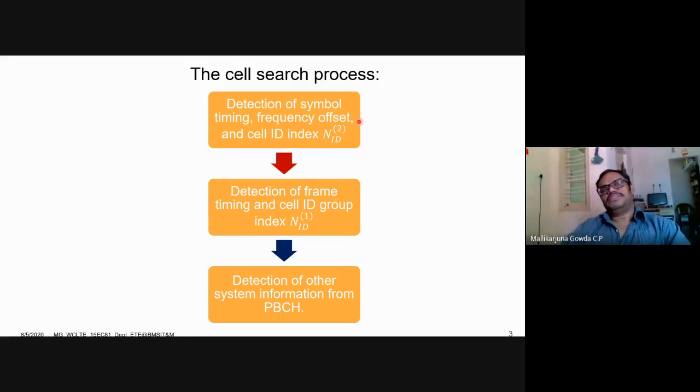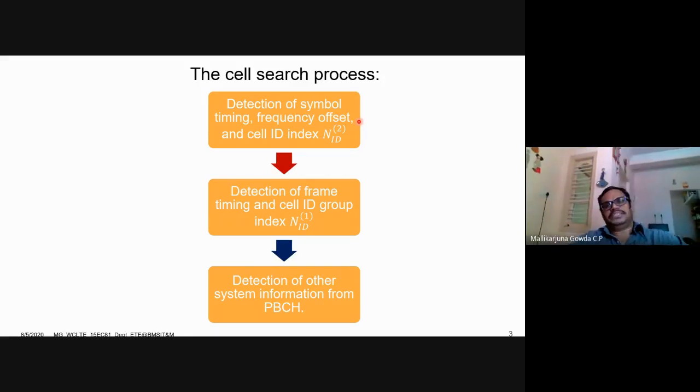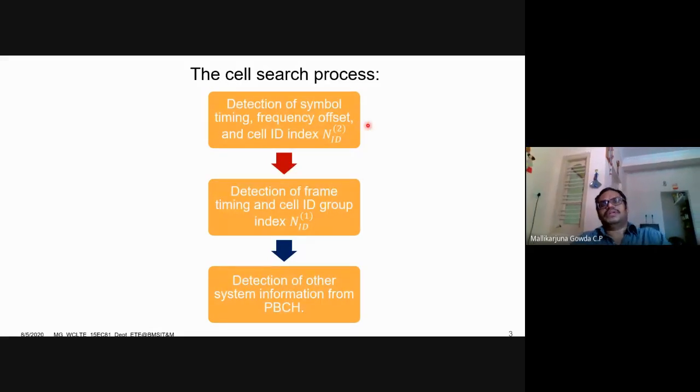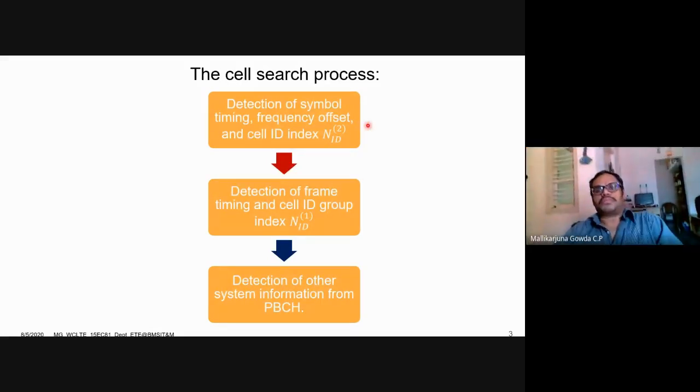What type of sequence is used for transmitting the primary synchronization signal? I said we will be using the Zadoff-Chu sequence. Why is the Zadoff-Chu sequence preferred? Because it has zero cross correlation, so it has very good orthogonal properties.